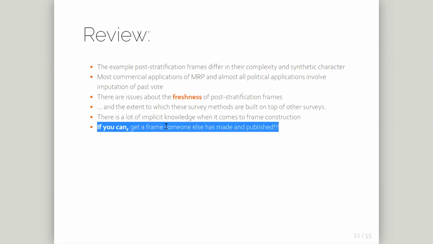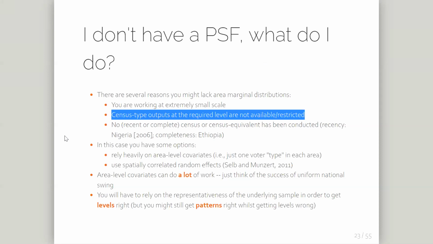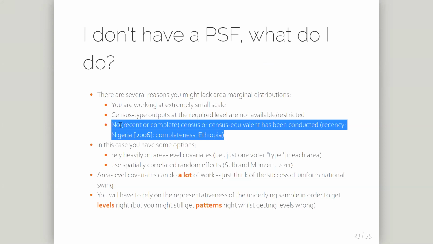So given all these complications, if you can, the best thing to do really is get someone else's post-stratification frame, load it into R, see what it looks like, and play around from there. If you're not in that happy position, or if you know that you can't get anything like a census, there are ways around it. So you might not have anything that would help you build a post-stratification frame because you're working at really low level, because in order to get the census outputs you need to go and sit in a hermetically sealed environment in some government office somewhere, or there's no census to speak of. Either it's very old or it's just impossible to collect at the moment.